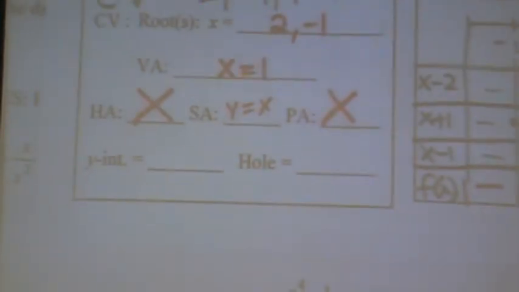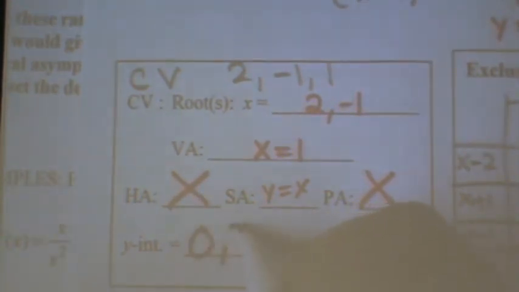It's broken. Is there a hole? What's the y-intercept? 0, 2. Put a dot at 0, 2.